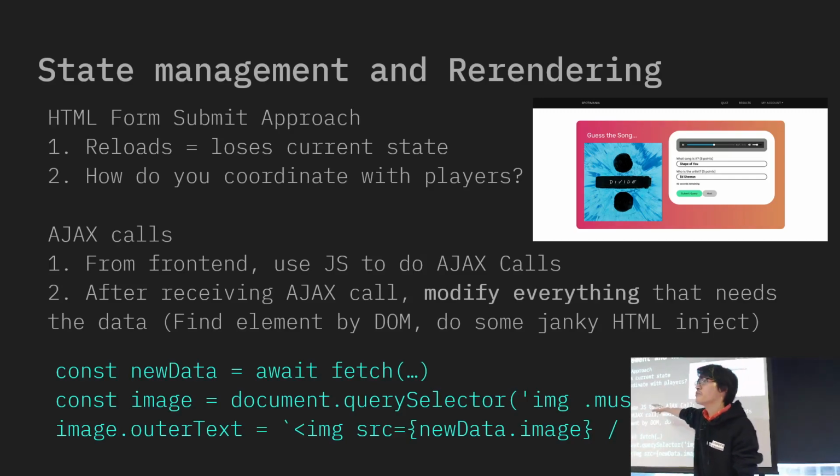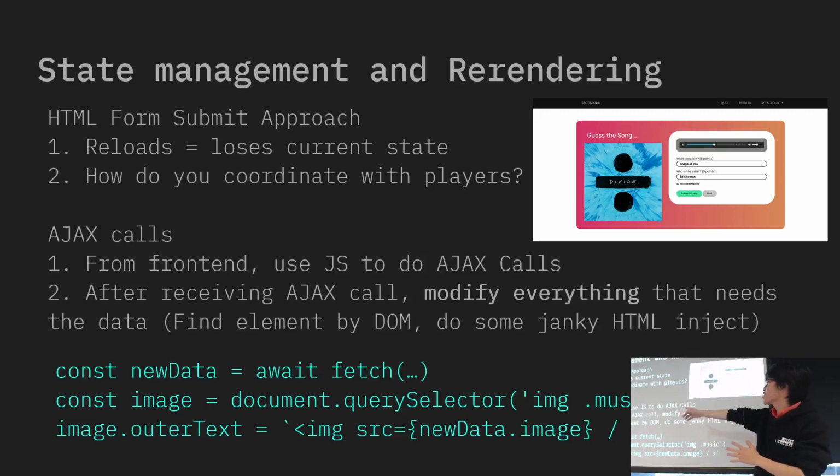So which brings us to AJAX. I think I mentioned AJAX in the previous workshops before. Asynchronous JavaScript and XML is just a method to request data from the front end. So from the front end, we use JavaScript to do AJAX calls. But after receiving the AJAX call, we can modify everything that needs the data. So let's say, for example, I submit that query, it pops up with a modal saying I got these new scores because I guessed it correctly or guessed it wrong. And that was a modification using JavaScript. But there's more.